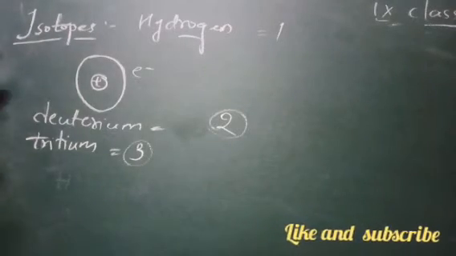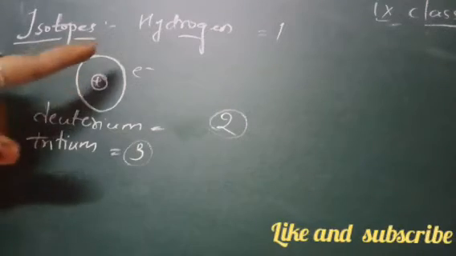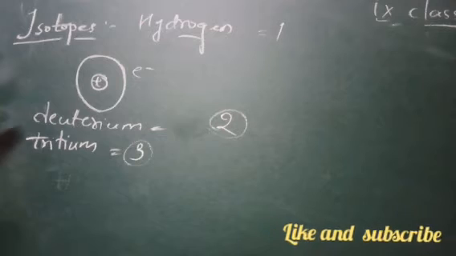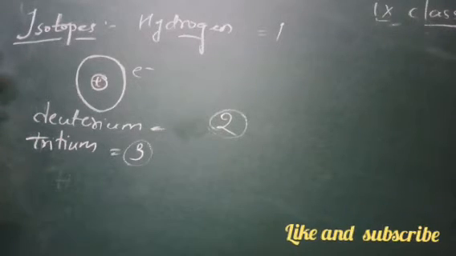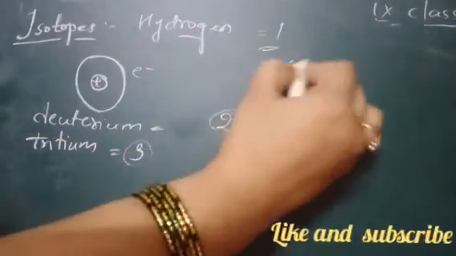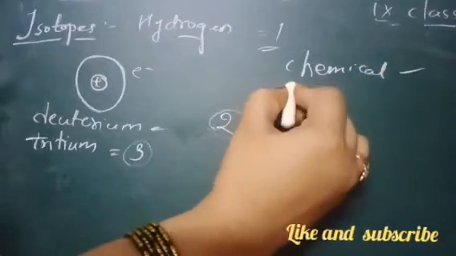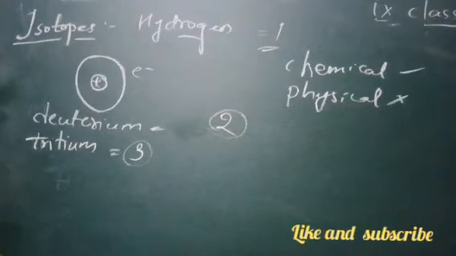Atoms of the same element which have the same number of protons but different numbers of neutrons are called isotopes. So deuterium and tritium are the isotopes of the hydrogen atom. The chemical properties of these isotopes are similar, but their physical properties are different. So the reacting property, that is the chemical property, is the same, but the physical property or physical appearance of these atoms is different. Fine.